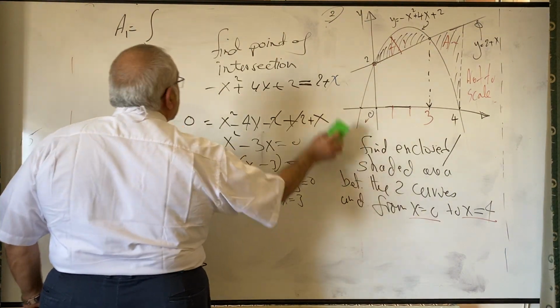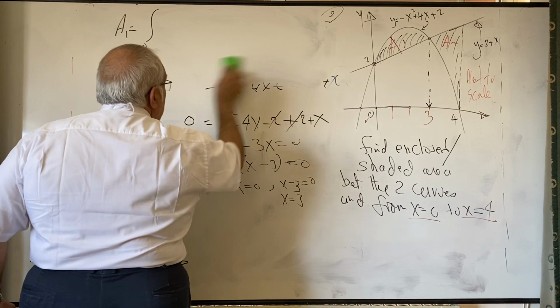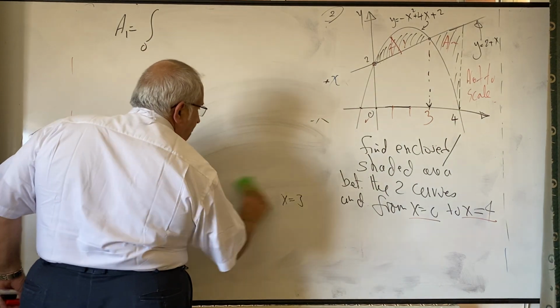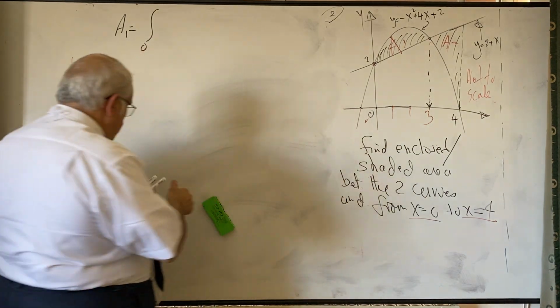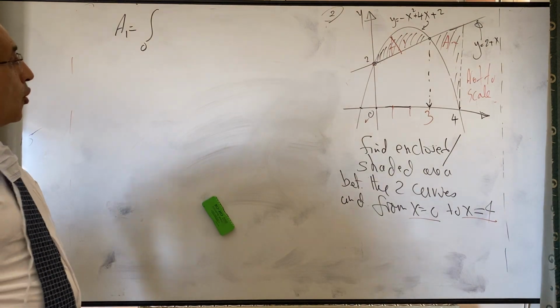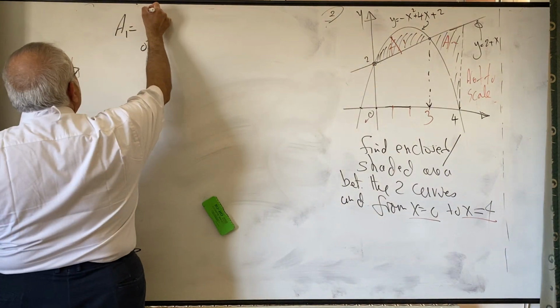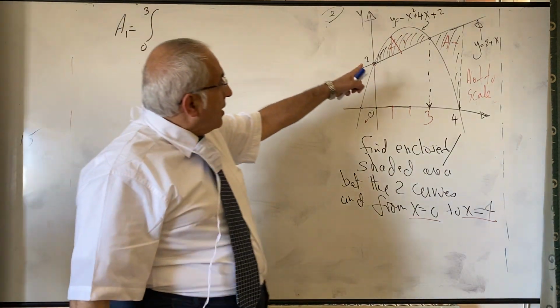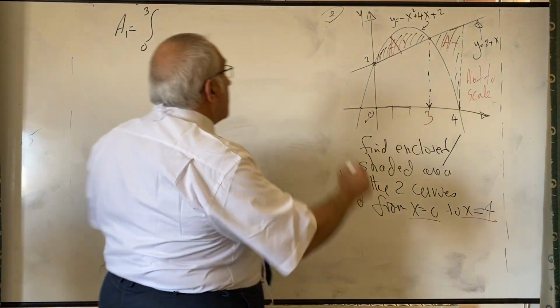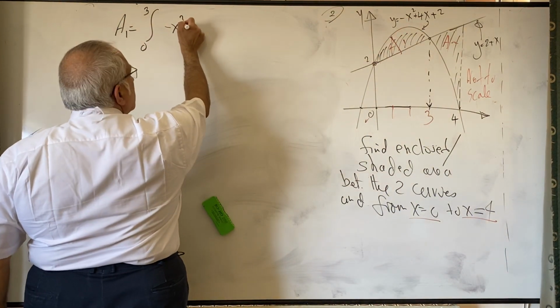I'm going to clean it. So, gentlemen, ladies, I'm going to go from 0 to 3, that's area 1. And who's at the top? The quadratic. So I'm going to take the quadratic first.